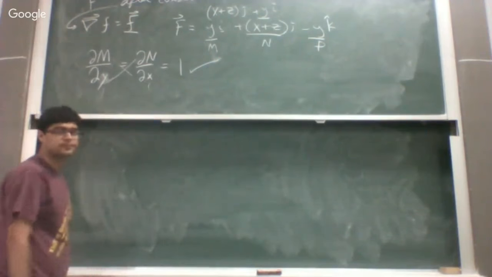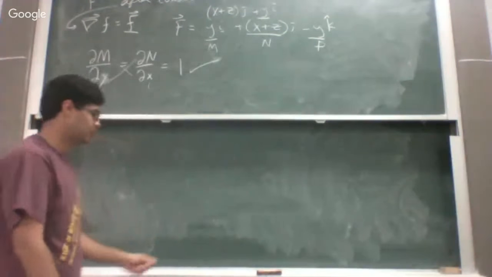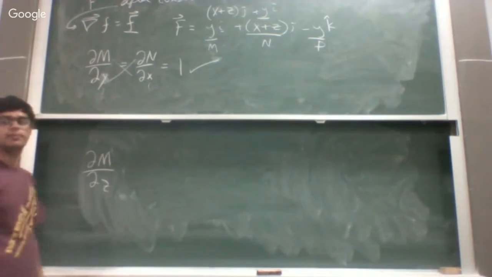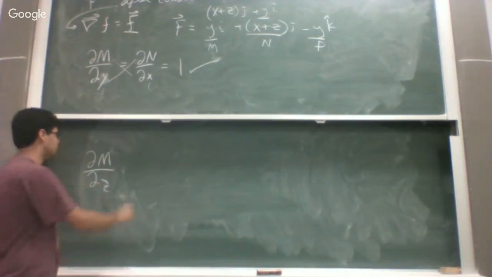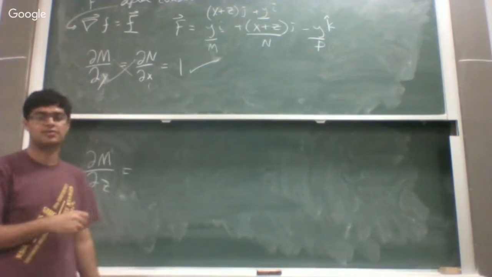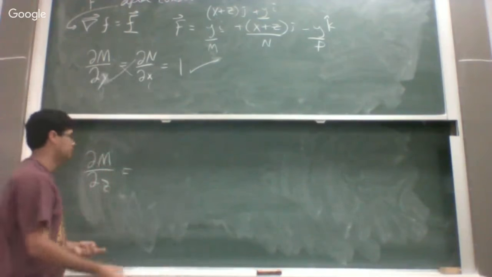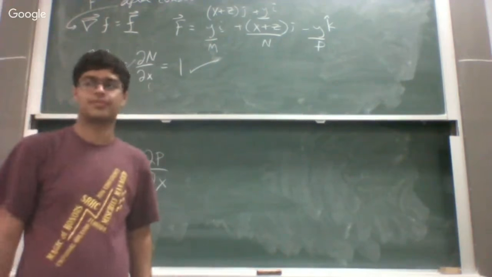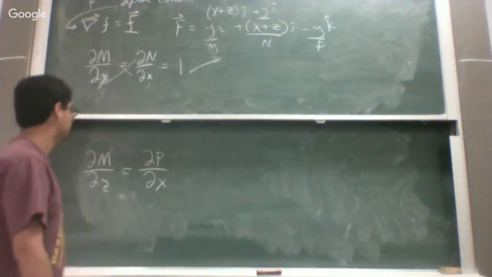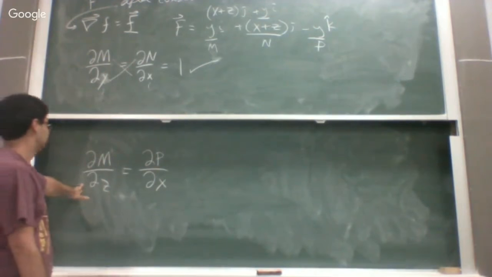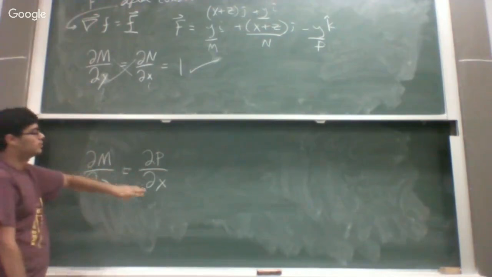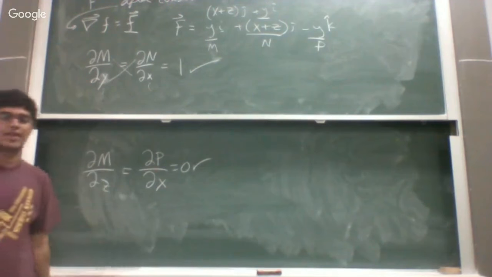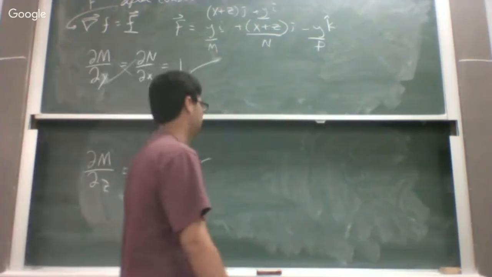The next part is M with respect to z. We test whether it's equal to, what does z relate to? P. So partial of P with respect to x. That relationship works for that one too. So M with respect to z is what? 0. P with respect to x? 0. So that checks out. It does equal 0.